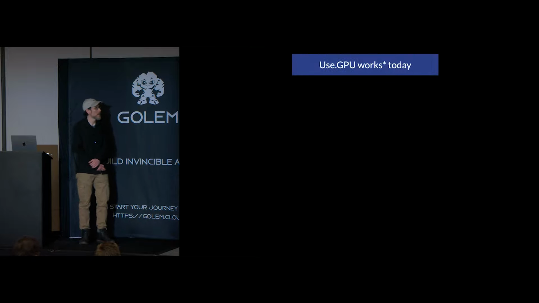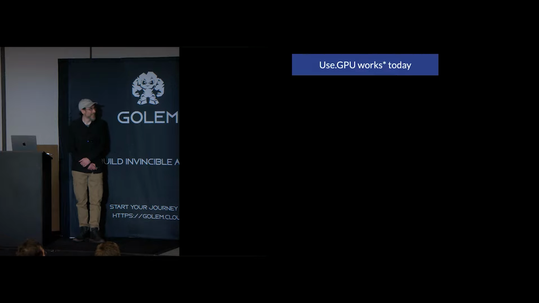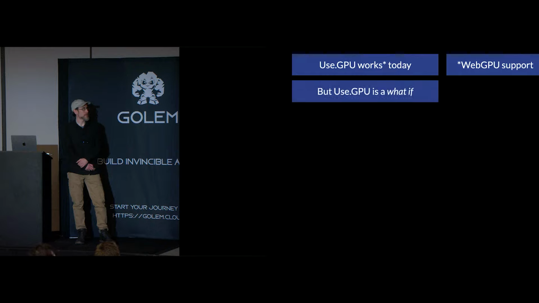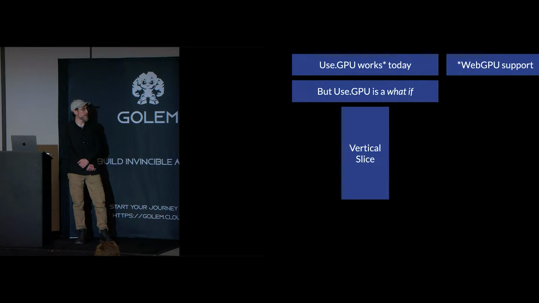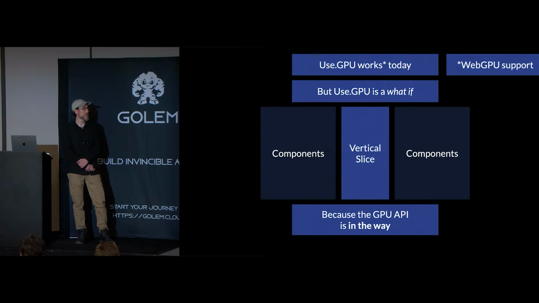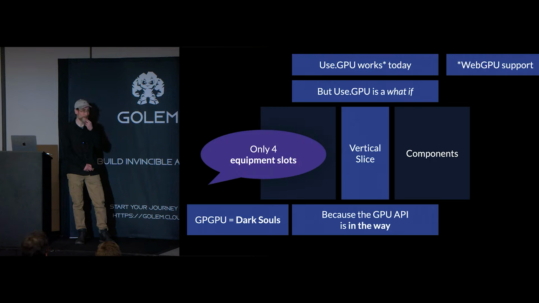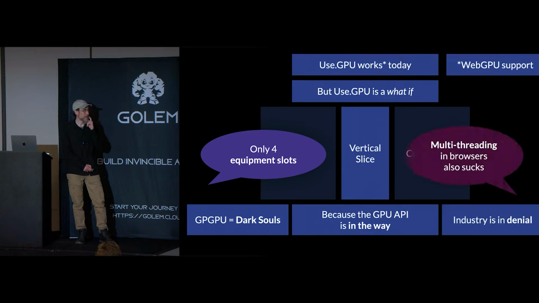So let me wrap this up. Use.GPU works today. If by working, you mean you have WebGPU support in the browser. But Use.GPU is a what if. Why? It's really only a vertical slice, as they call it in the gaming industry, of all possible components you could have, because the GPU API is in the way. I can try and solve problem number 1, but I can't do anything about problem number 2 because that's silicon. And general purpose GPU programming is basically Dark Souls. You have only 4 equipment slots. Good luck. And oh, you have to craft all your own equipment. I think the industry is kind of in denial. To be fair, on the web side, multi-threading in browsers also sucks.